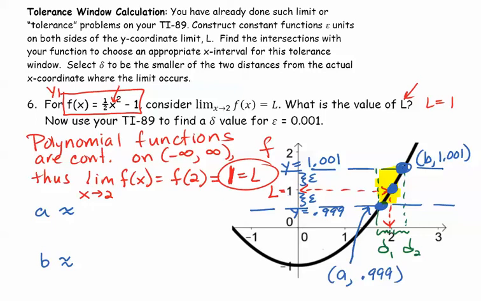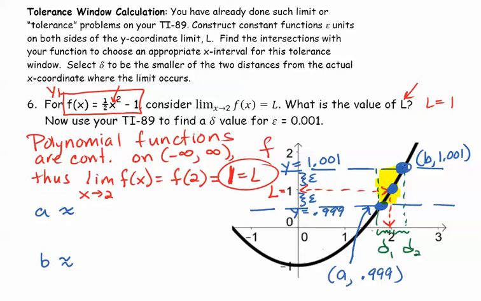So I know that my y window has to go from 0.999 to 1.001. So I'm going to go a little bit beyond that when I do my y window. So my x window I know is going to surround 2, pretty close to 2, but I don't know exactly. So your window might take some trial and error.